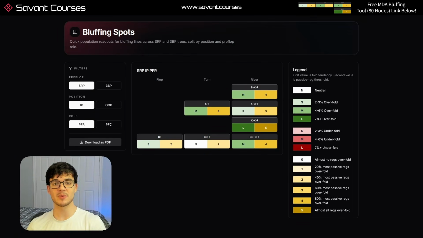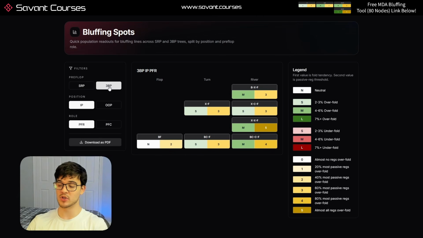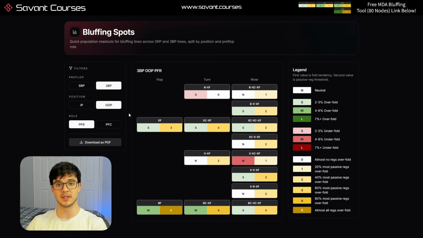More than 90% of your win rate is going to come from playing 80 common nodes well. And arguably the biggest chunk of that is knowing how your opponents are going to react in those nodes. What we've done over at Savant is just released a new tool which shows you exactly how many regs will overfold or underfold in each of these nodes.